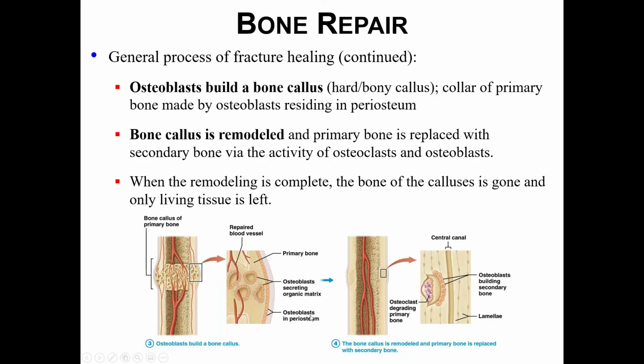Okay, but the primary bone that we just built, we're going to replace it with more mature secondary bone. We've built the central canals, we've got the lamellae and all that good stuff. The primary bone didn't quite have that. So just kind of internal restructuring a little bit. When the remodeling is done, the callus is gone, and you have nice, mature bone tissue. And then you're done.